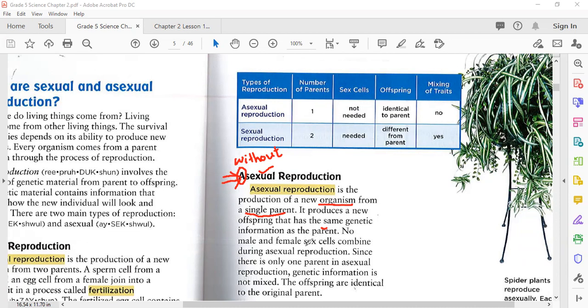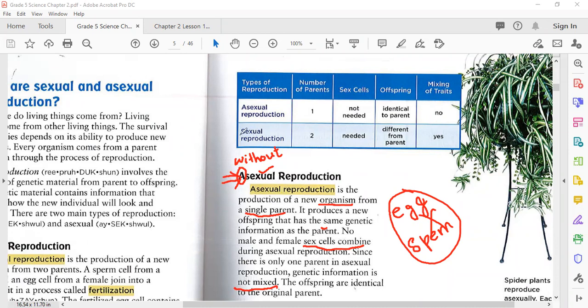No male and female sex cells combine. During asexual reproduction, there is no egg like a female cell and no sperm like a male cell, okay? So they don't combine during asexual reproduction. Since there is only one parent in asexual reproduction, genetic information is not mixed. This is another very important point, that the genetic information is not mixed.